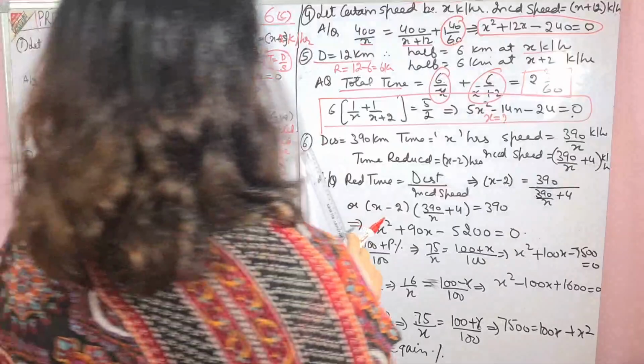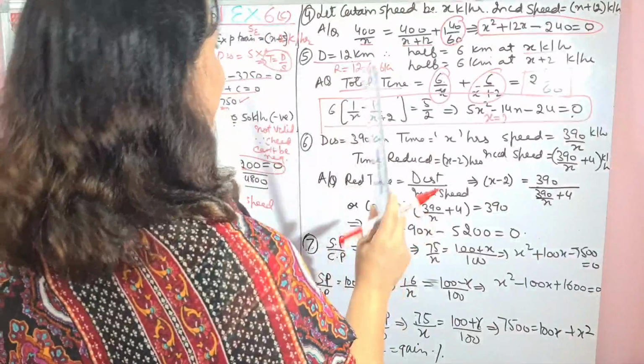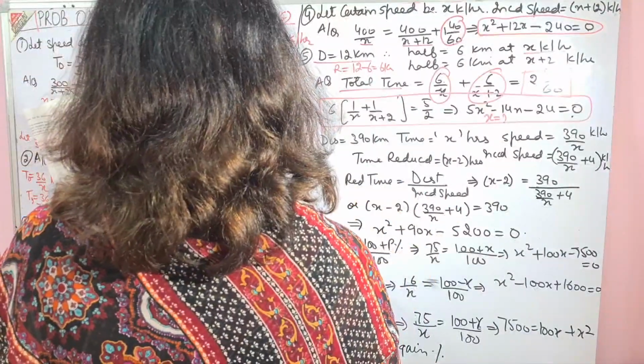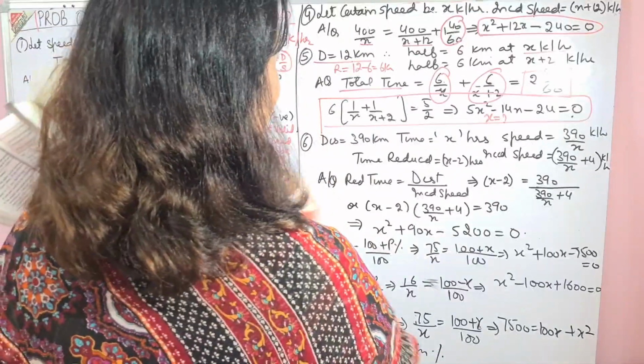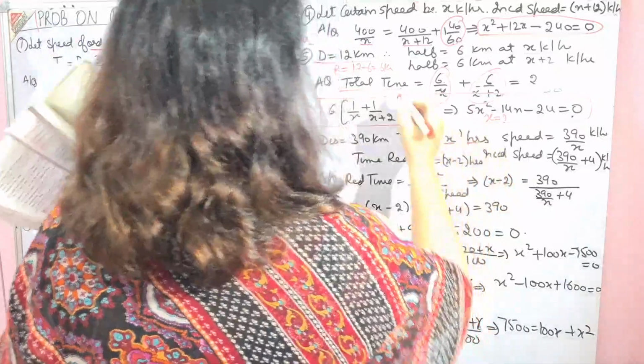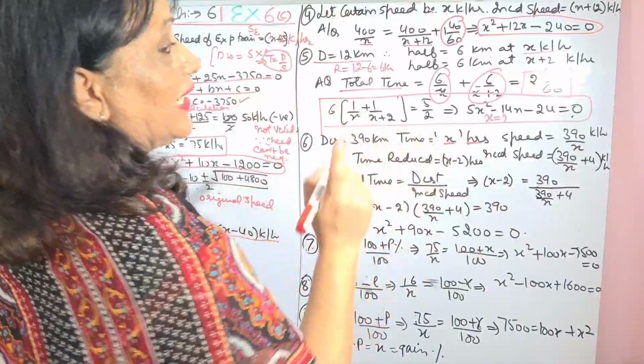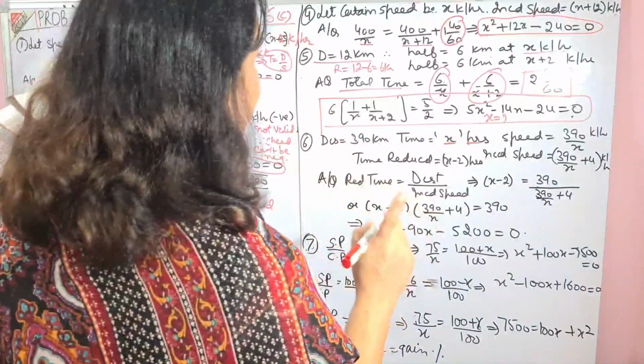So then moving on to the 6th sum, a very important sum, a little different. See, in this question they have said that a car made a run of 390 km in x hours. This time they have given x as hours. In the last 5 questions I took x as speed, so I was taking x kilometers per hour.